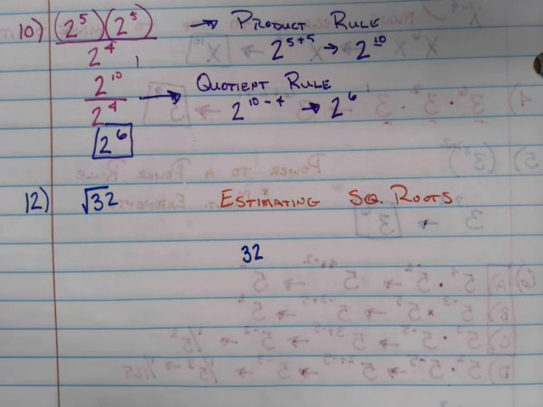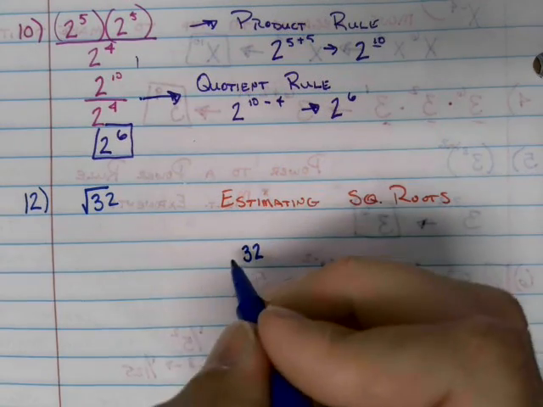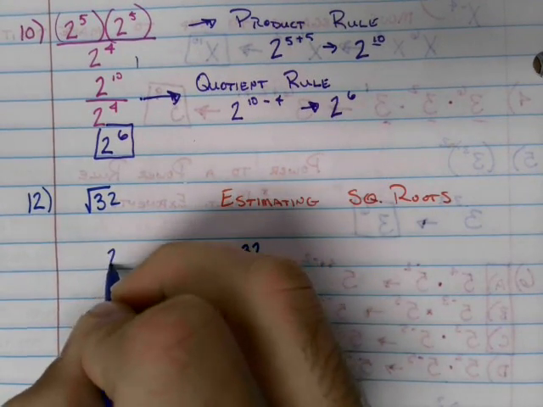So our perfect squares are 1, because 1 times 1 is 1. 2 times 2 is 4, so 4 is a perfect square. 3 times 3 is 9. 9 is a perfect square. 4 times 4 is 16. 16 is a perfect square. 5 times 5 is 25. So 25 is a perfect square. So 25 is pretty close to 32.